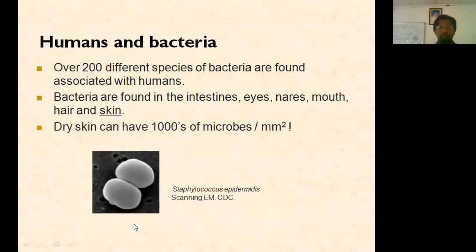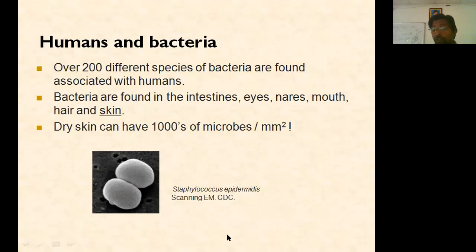Then humans and bacteria: over 200 different species of bacteria are found associated with humans. Bacteria are found in intestines, eyes, mouth, hair, skin, nose, and everywhere. Dry skin can have thousands of microbes per square millimeter, right? So especially Staphylococcus epidermidis is commonly seen when your skin is scanned.